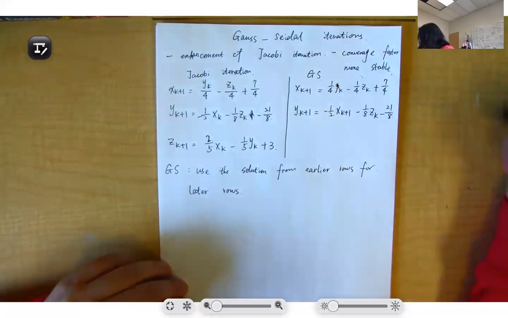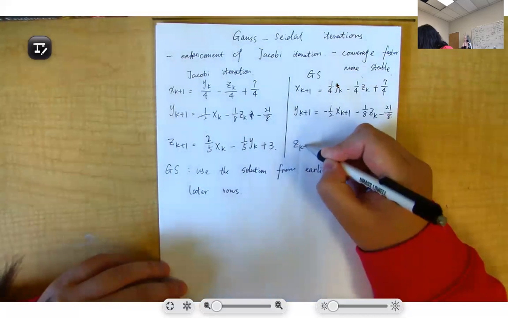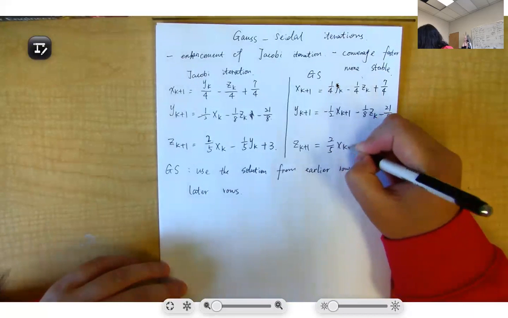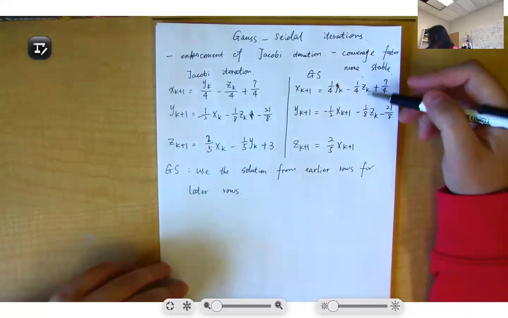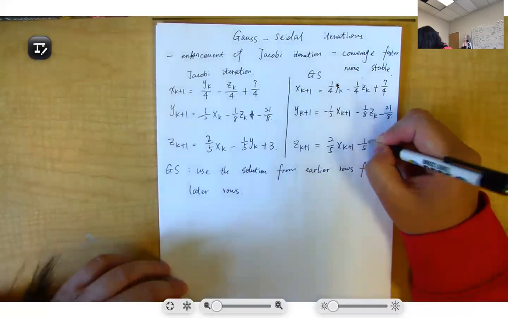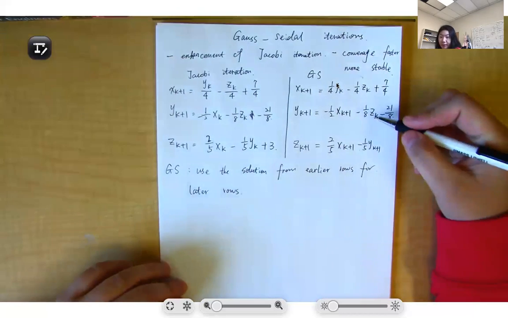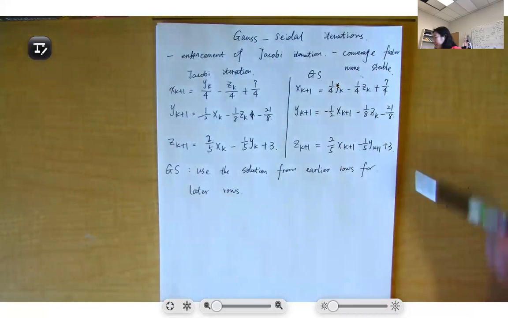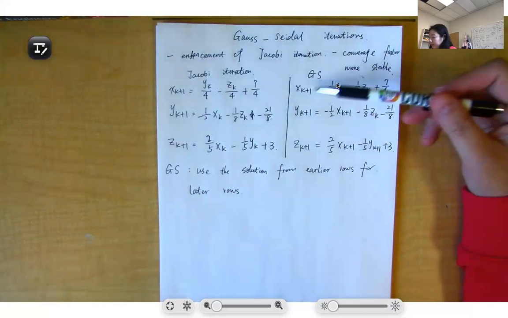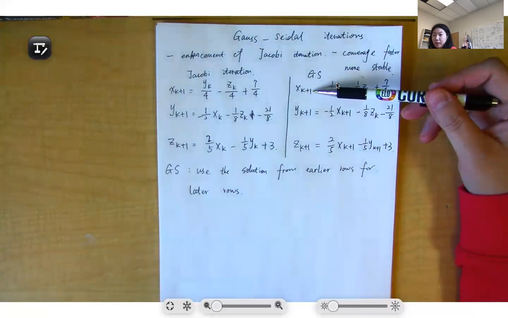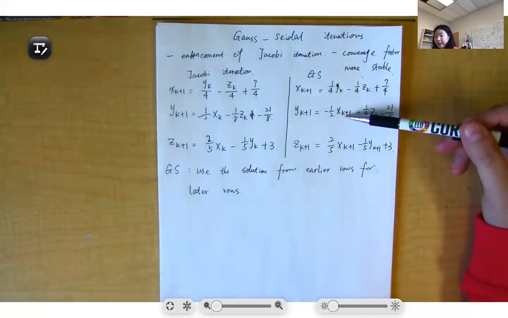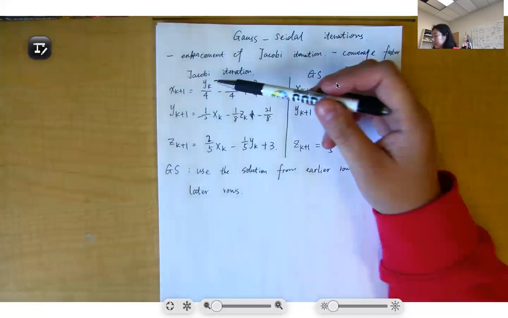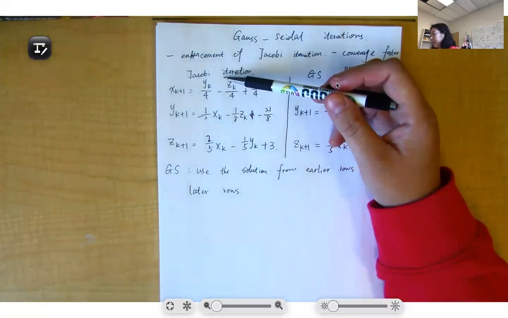Then let's go to z_{k+1}. That equals 2 over 5 x_{k+1}, which is solved by the first row, minus 1 over 5 y_{k+1}, which is solved by the second row, plus 3. So you can see that all the previously solved values are applied to the later rows. That is the difference between the Gauss-Seidel iteration and the Jacobi iteration.